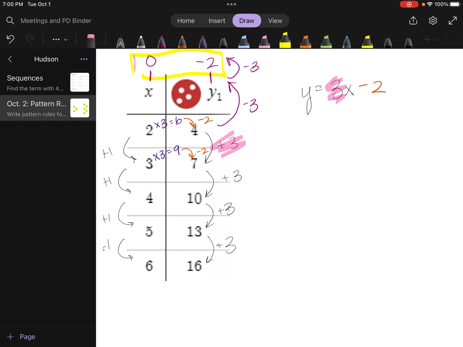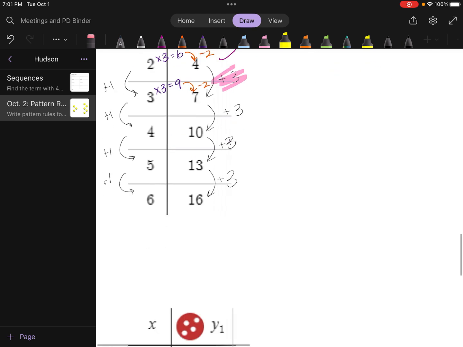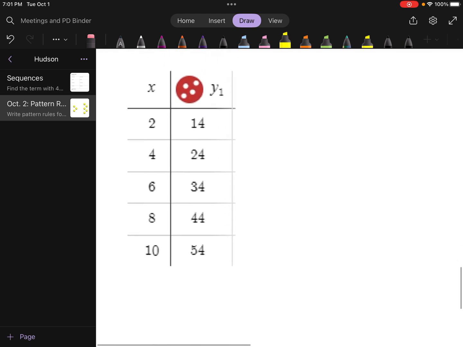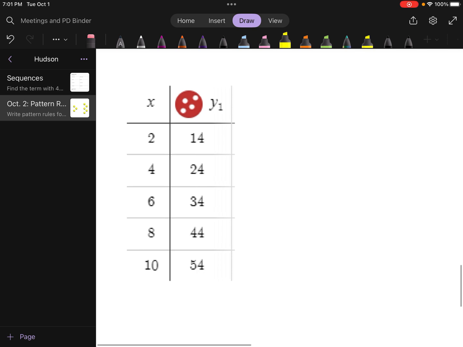Okay, so we're going to do one more table before you can work on your practice worksheet. Or once you're finished that, you can work on the continuum in the back of the classroom. Okay, so this table of values, can you come up with a pattern rule for this table of values? So you're going to press pause and try it before hitting play.